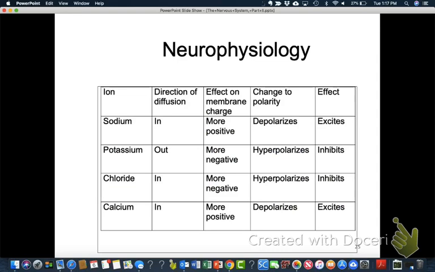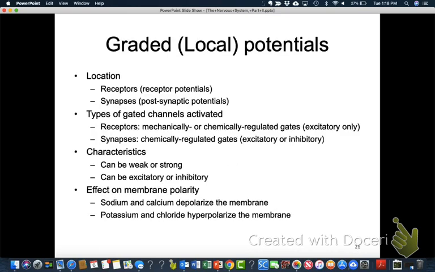So in summary, we have these four ions: sodium, potassium, chloride, and calcium. And here you can see the direction that they diffuse. Notice that potassium is the only one that's going to diffuse out. But as for the effect on the membrane, chloride moving in has the same effect as potassium moving out. So both potassium and chloride inhibit, whereas sodium and calcium, both being positive ions on the outside, flow in, depolarize, and excite the cell. So that's the basis of our graded or local potential.